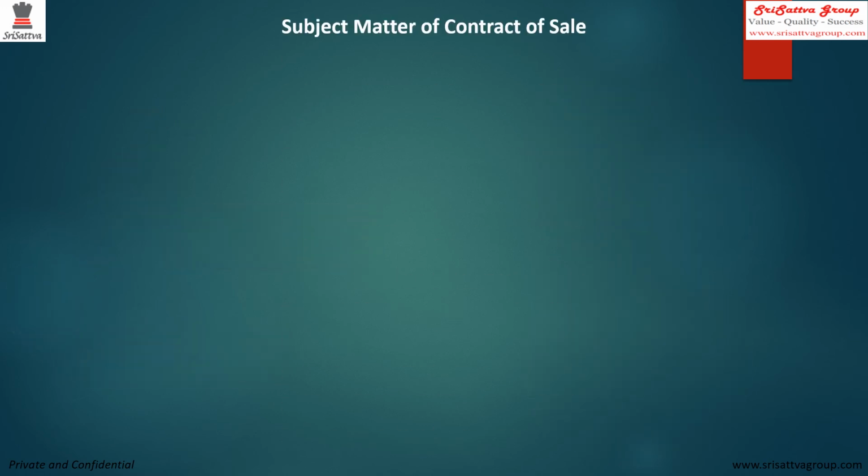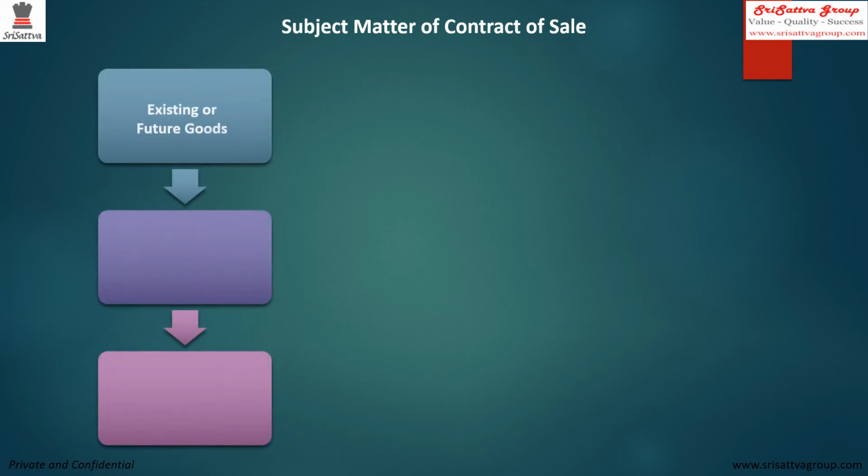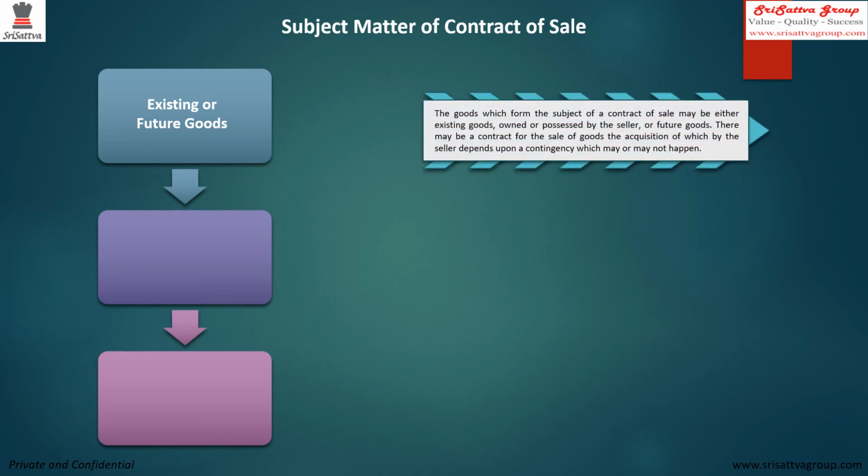Subject matter of contract of sale. Existing or future goods. The goods which form the subject of a contract of sale may be either existing goods, owned or possessed by the seller, or future goods. There may be a contract for the sale of goods, the acquisition of which by the seller depends upon a contingency which may or may not happen.